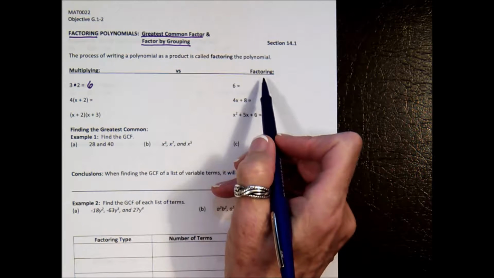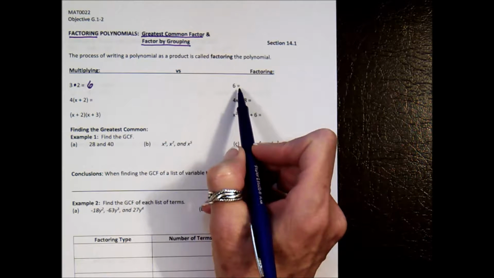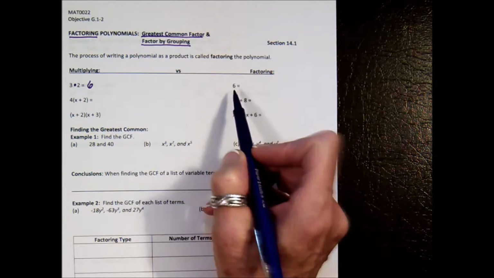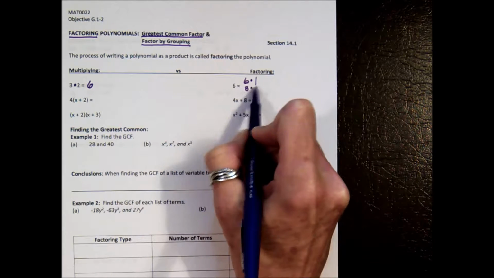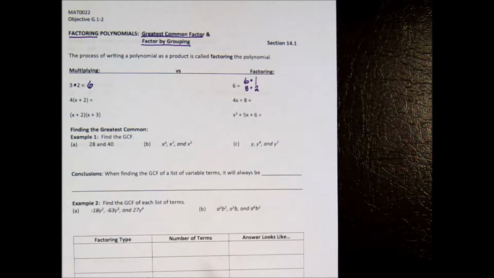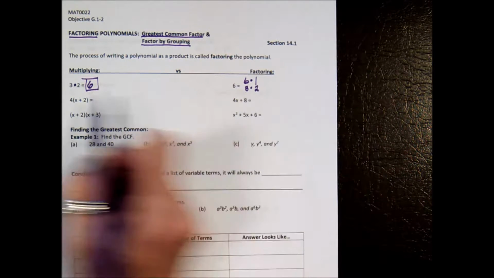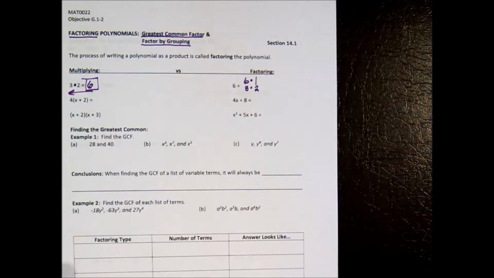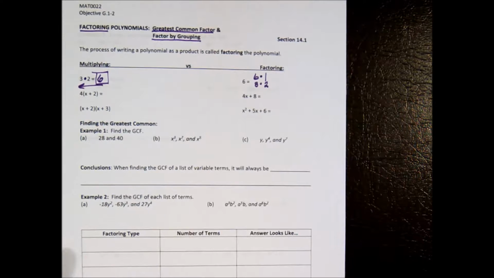The factoring version of that would be, here's the answer, 6. What did the problem look like? In other words, what were the factors? And you could say, well, 6 times 1 or 3 times 2. That's factoring. It's starting with the answer and then working backwards. It's like Jeopardy. Here's the answer. What was the question?